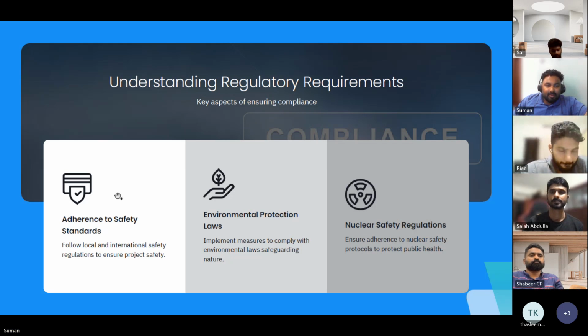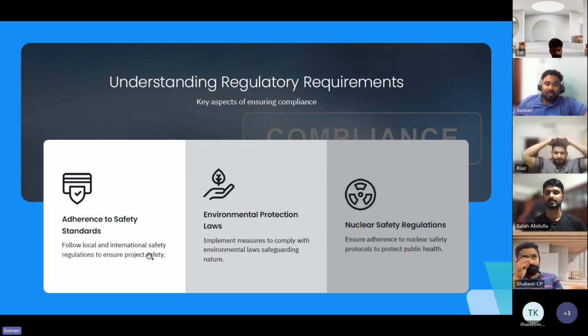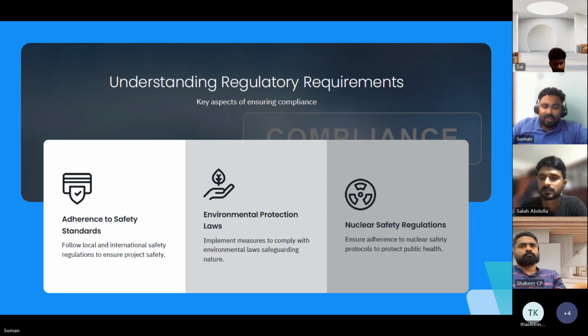So there are standards and regulations to protect the workers, the people. There are safety standards, and we follow local and international safety regulations to ensure project safety. As per the international safety standards we studied, they relate to nuclear power plant systems.